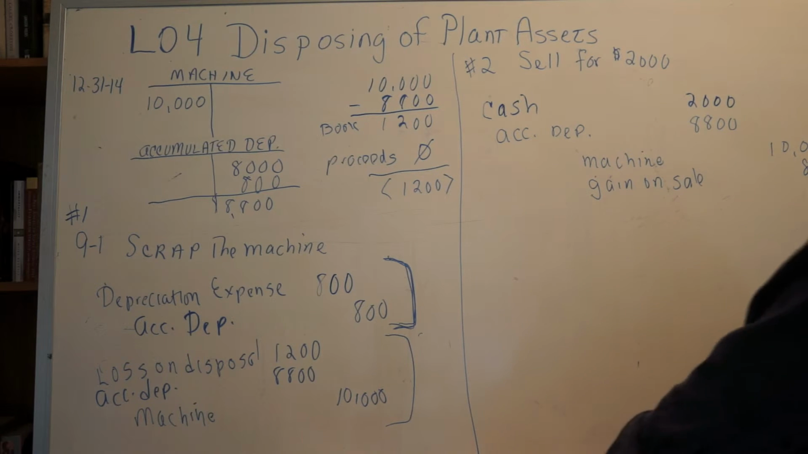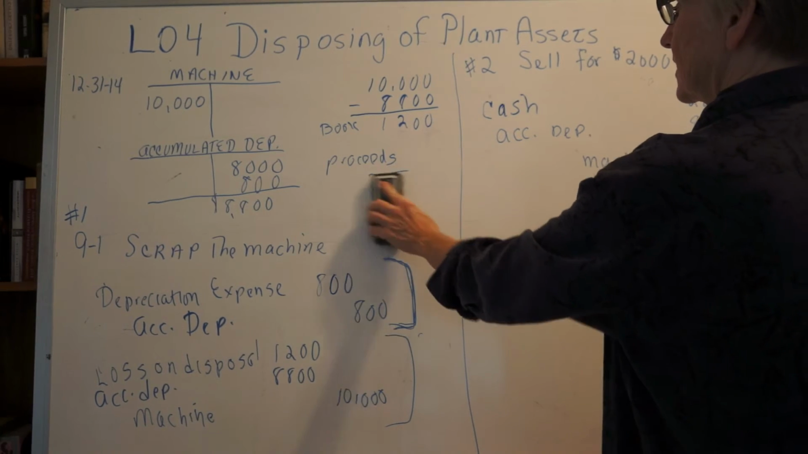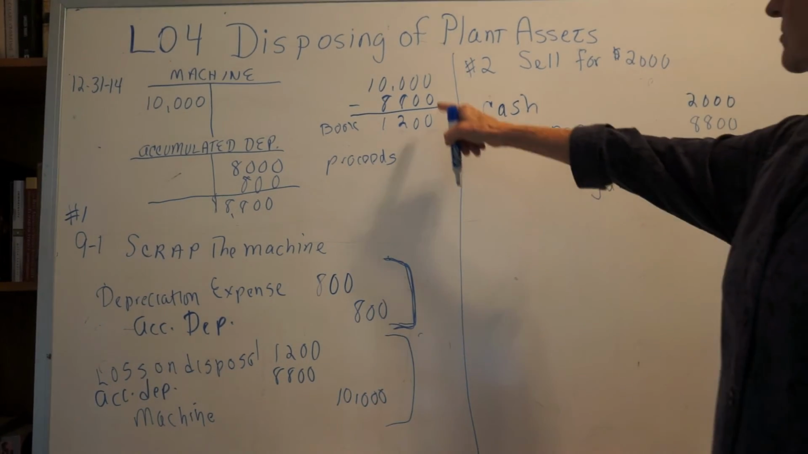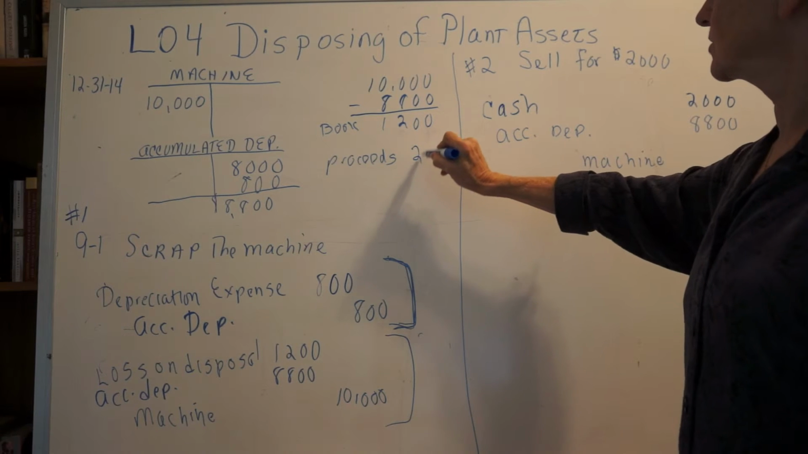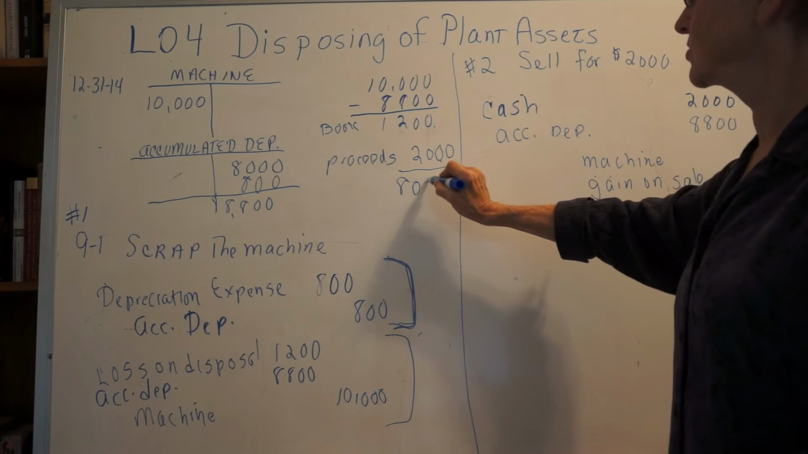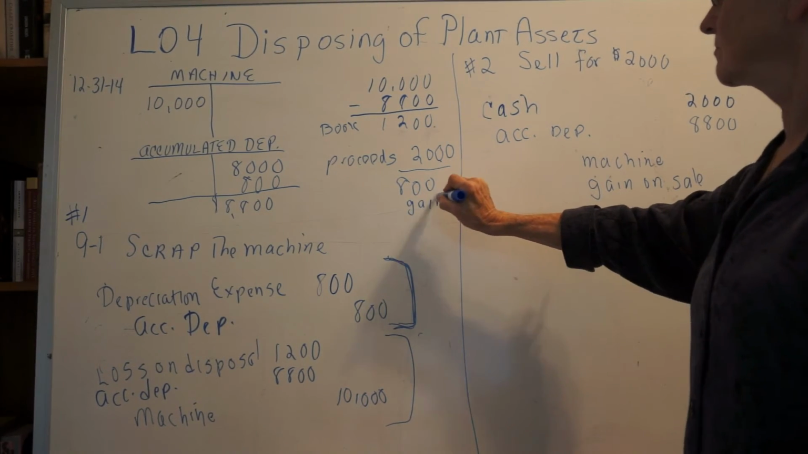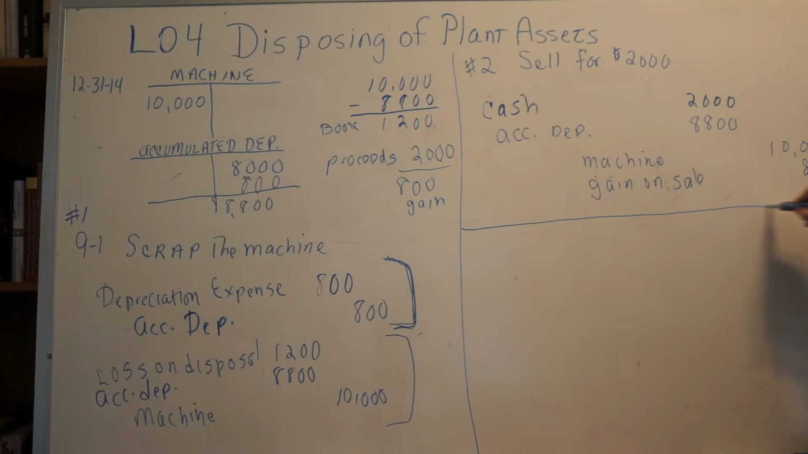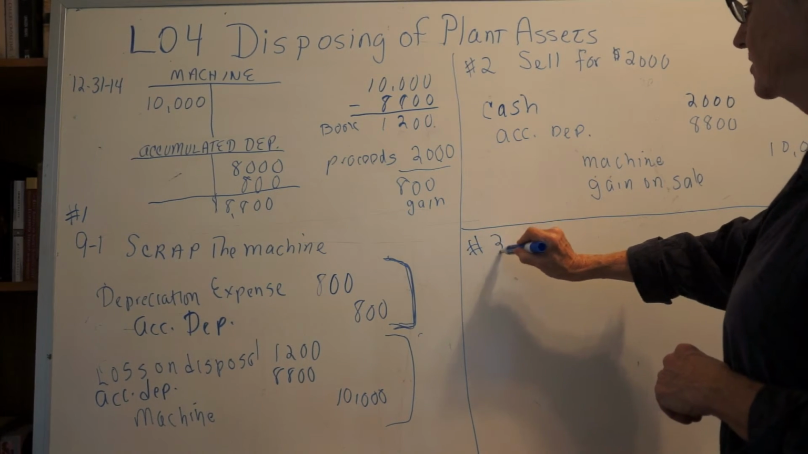If we wanted to compare this, the book value is the $1,200, the proceeds were $2,000, the proceeds more than the book value, so we had the $800 gain. Okay, now let's try another one. Scenario 3. Now we're just going to sell it for $500. Let's see what happens with this.